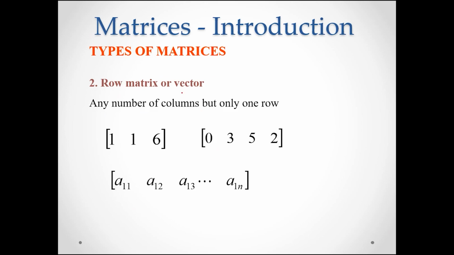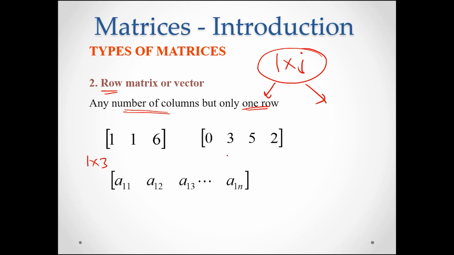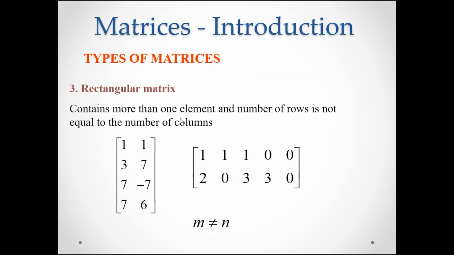Fine. Just like a column matrix, we have a row matrix. Here we have a single row, but we can have any number of columns. So the representation will be 1 cross j: one row and as many columns as we want. If I read this, this will be 1 cross 3, this will be 1 cross 4, and this will be 1 cross n. And 1 cross n means one row and n columns, right?